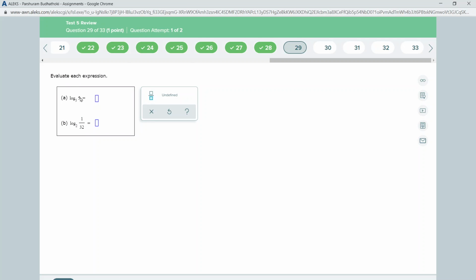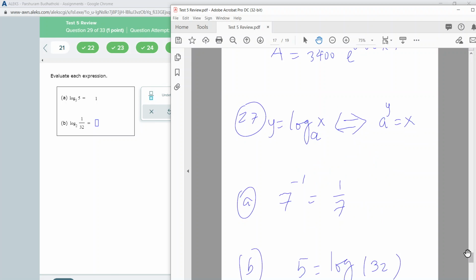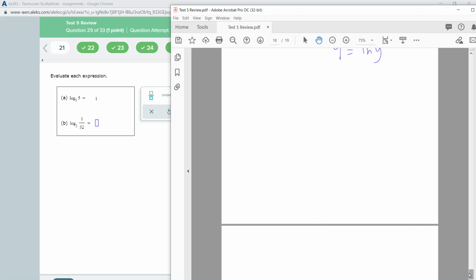So log base 5, because the base here and this number are the same, it will always be 1 using the property. And here, log base 2 of 1 over 32, you can change it to the same base. So what you can do is, this is problem 30, I guess.